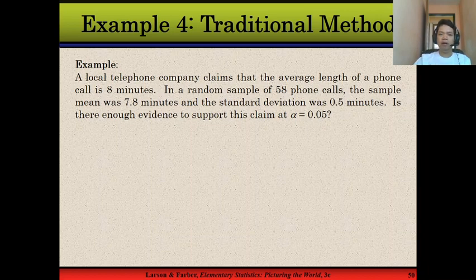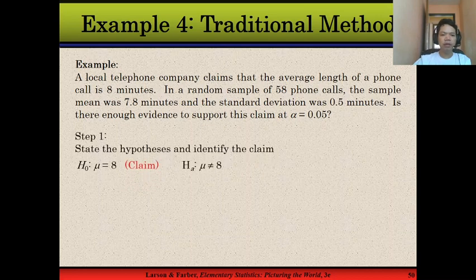Okay. So, a local telephone company, ang claim niya that the average length of a phone call is 8 minutes. So, yung word na is ay equal sa 8 minutes. So, ibig sabihin, yun yung ating null hypothesis. The average length of phone call is 8 minutes. Nandun yung claim. So, ano complement ng equal? Not equal to. Ayun yung alternative mo. That is step 1.